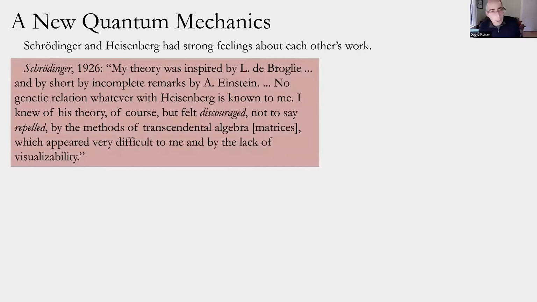So Schrödinger eventually caught up with some of Heisenberg's papers, and he added a footnote into one of Schrödinger's own follow-up articles in that first series. I think this was not in his very first article, but sometime later that spring in a footnote. He writes, as you see here, "My theory was inspired by Louis de Broglie and by short but incomplete remarks by Albert Einstein. No genetic relation whatever with Heisenberg is known to me. I knew of his theory, of course, but felt discouraged, not to say repelled, by the methods of transcendental algebra," what we now call matrices, "which appeared very difficult to me, and by the lack of visualizability."